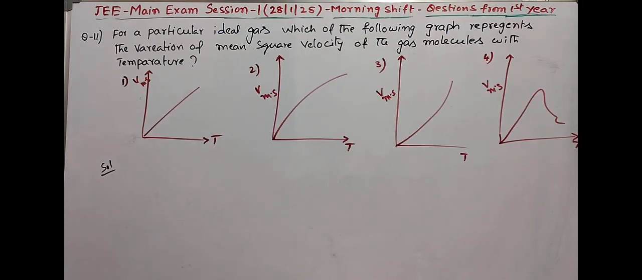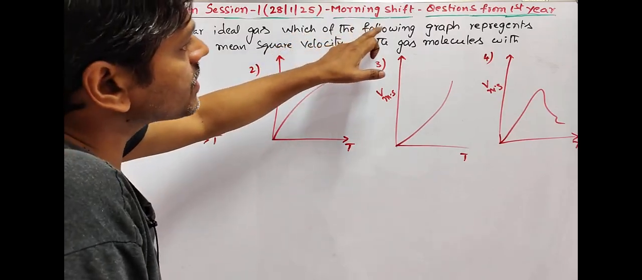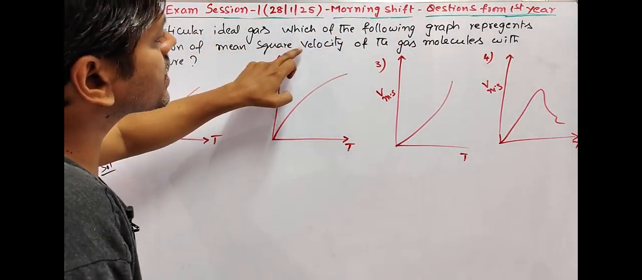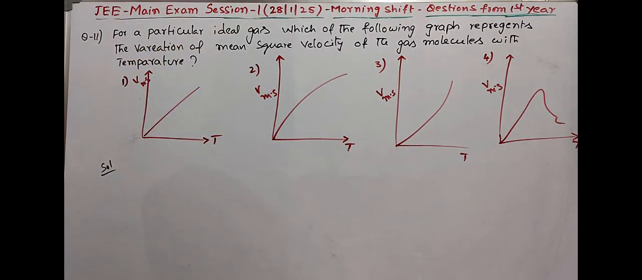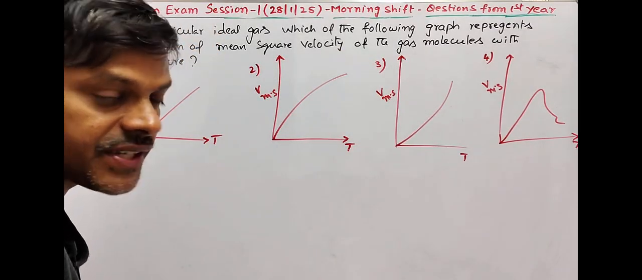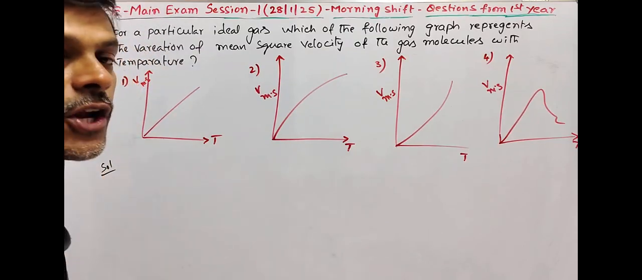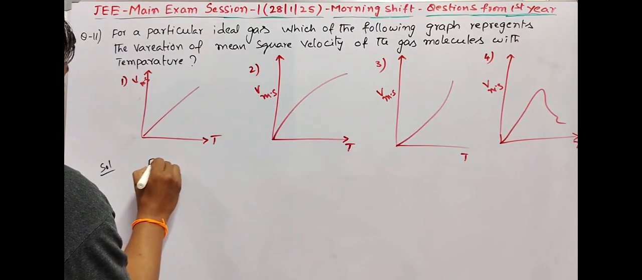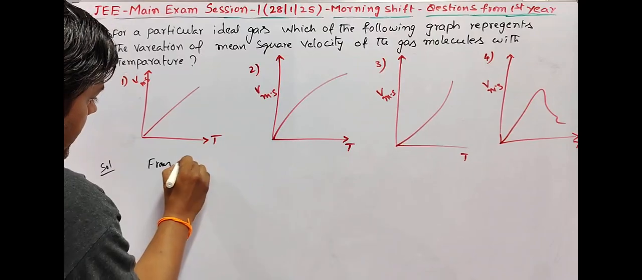The 11th question. For a particular ideal gas, which of the following graphs represents the variation of mean square velocity of the gas molecules with the temperature? That means while you are drawing a graph between temperature and the mean square velocity of gas molecules, what is the nature of the graph? From kinetic theory of gases.